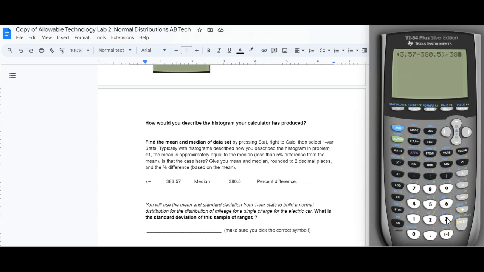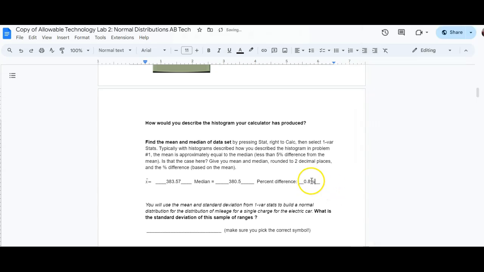So that's the 383.57. All right, that's a decimal, so if I want to turn it into a percent, I just multiply it by 100. All right, so there's the percent difference: 0.8%. And you can see, percent difference, is it close? It's less than 5%, so yes. These are very close, they're approximately equal. They're less than 5% difference from one another.